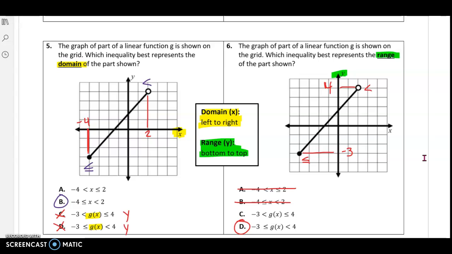We're going to continue with some more domain and range in the next video. This was only questions 1 through 6. So keep in mind more videos are to come to go over your review.